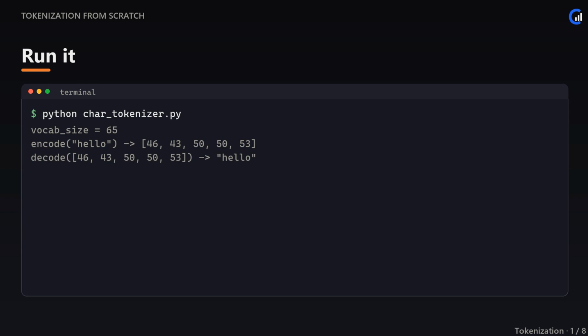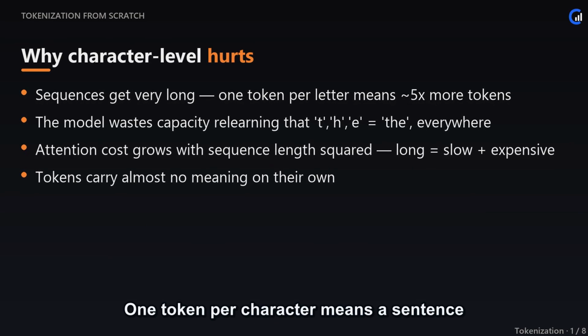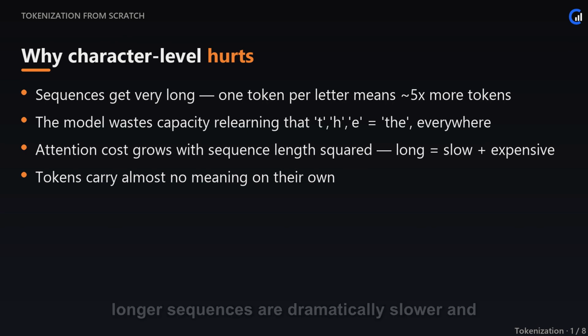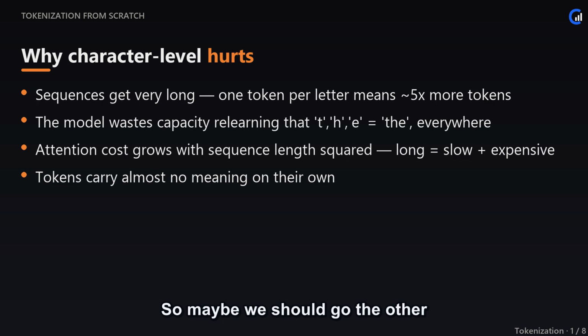But there's a hidden cost, and it shows up the moment you try to train a model on this. The problem is length. One token per character means a sentence becomes a very long list. And since the cost of attention grows with the square of the sequence length, longer sequences are dramatically slower and more expensive to train and run. Worse, the model has to waste effort rediscovering that t-h-e spells "the" over and over. Single characters just don't carry much meaning. So maybe we should go the other way.